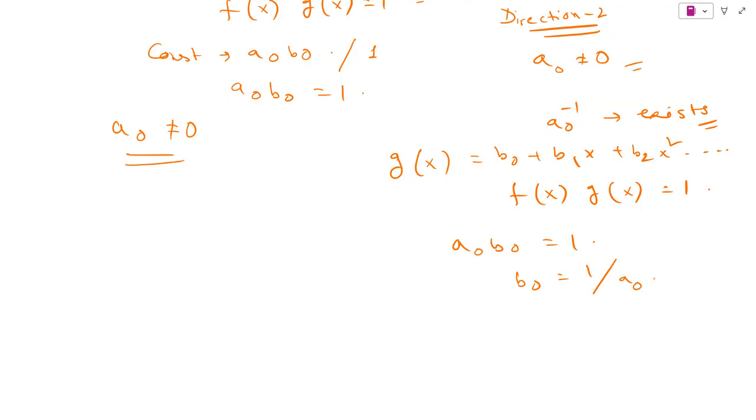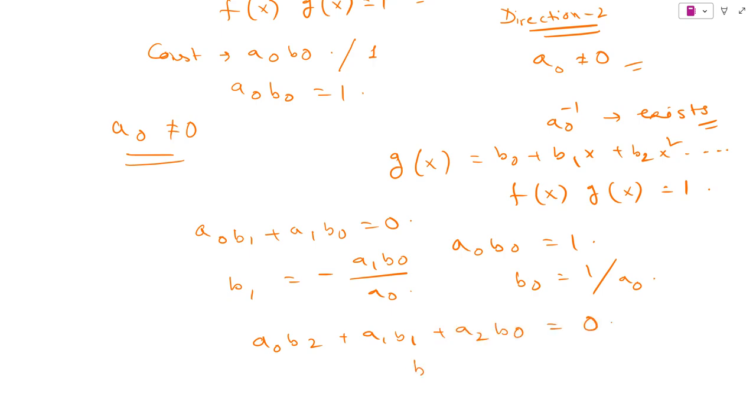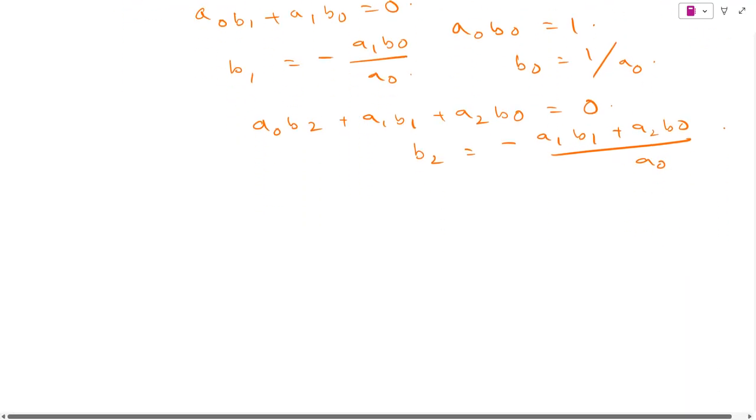Now compare the coefficient of x. The coefficient is a0 b1 plus a1 b0, and this is equal to 0. So b1 is minus a1 b0 by a0. Okay. Now compare the coefficient of x squared. We obtain a0 b2 plus a1 b1 plus a2 b0, and this is equal to 0. So hence b2 will be minus of a1 b1 plus a2 b0, by a0.